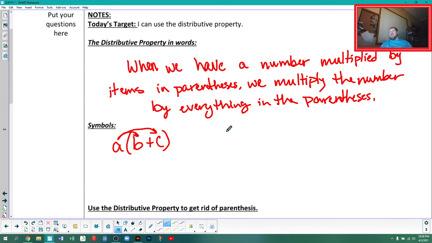Another word for distribute, or another idea, I guess, is like hand out. I want to hand out that a to everything in the parentheses. And I'm using the operation between the number and the parentheses to do that. Okay, I'm using multiplication in this case. And it turns into a times b plus a times c.